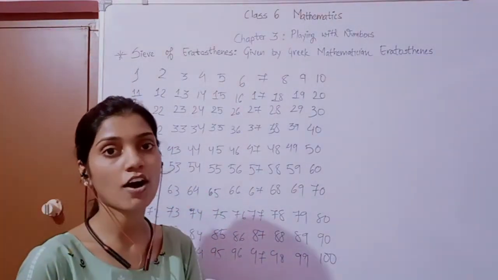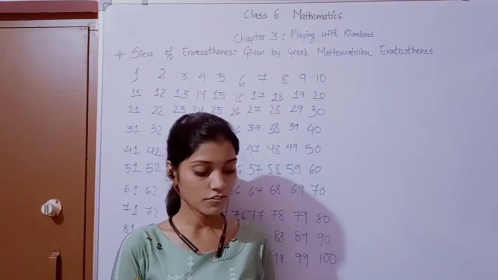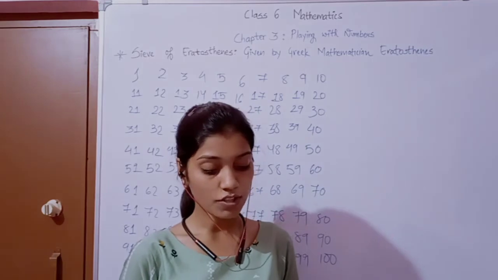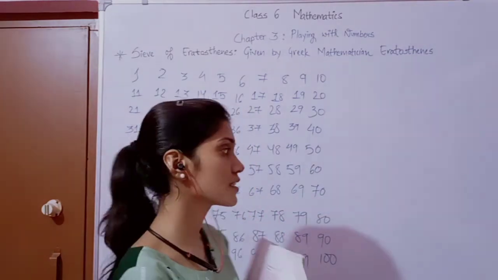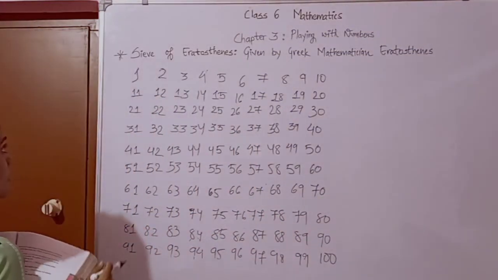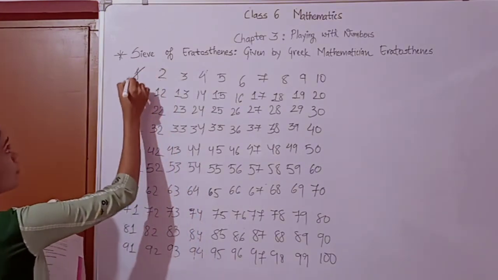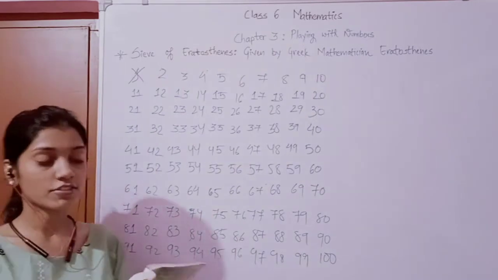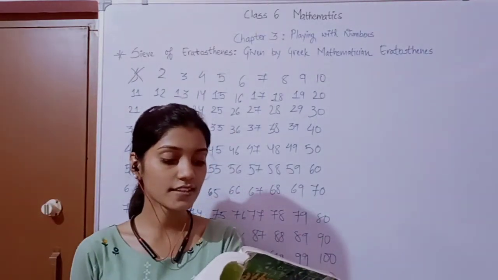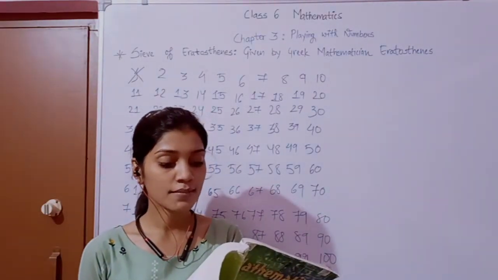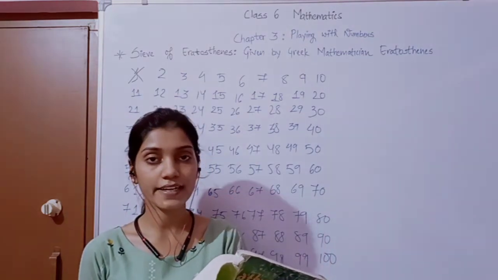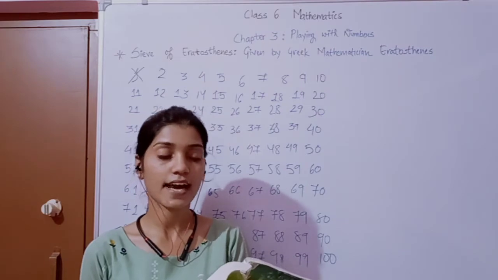Now let's see how this method works. Let's read the steps. Step number 1. Cross out 1 because it is not a prime number. We have just discussed that 1 is neither a composite number nor a prime number, so we are going to cut it. Now step number 2. Encircle 2. Cross out all the multiples of 2 other than 2 itself, that is 4, 6, 8 and so on.